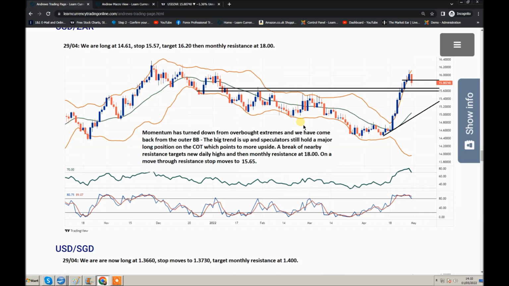Now we know that commercials are really bullish of the British pound, and they're also really bearish of the Rand, with speculators opposing them. So that makes, obviously, GBP ZAR an attractive trade as well. So let's go and take a look at that trade setup.